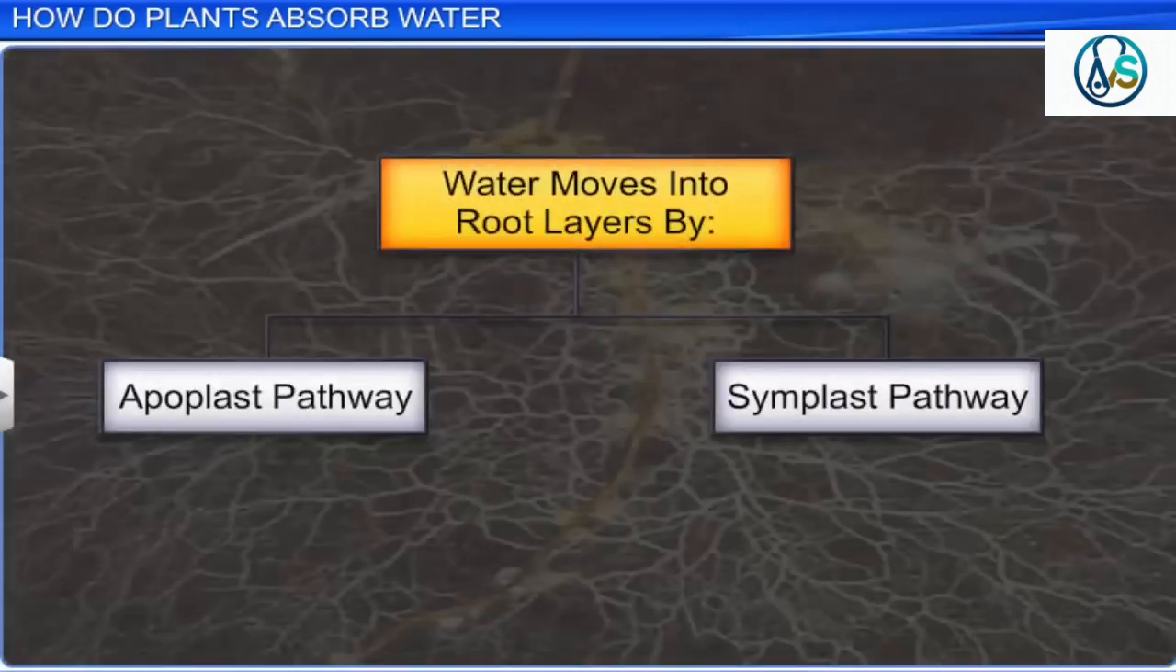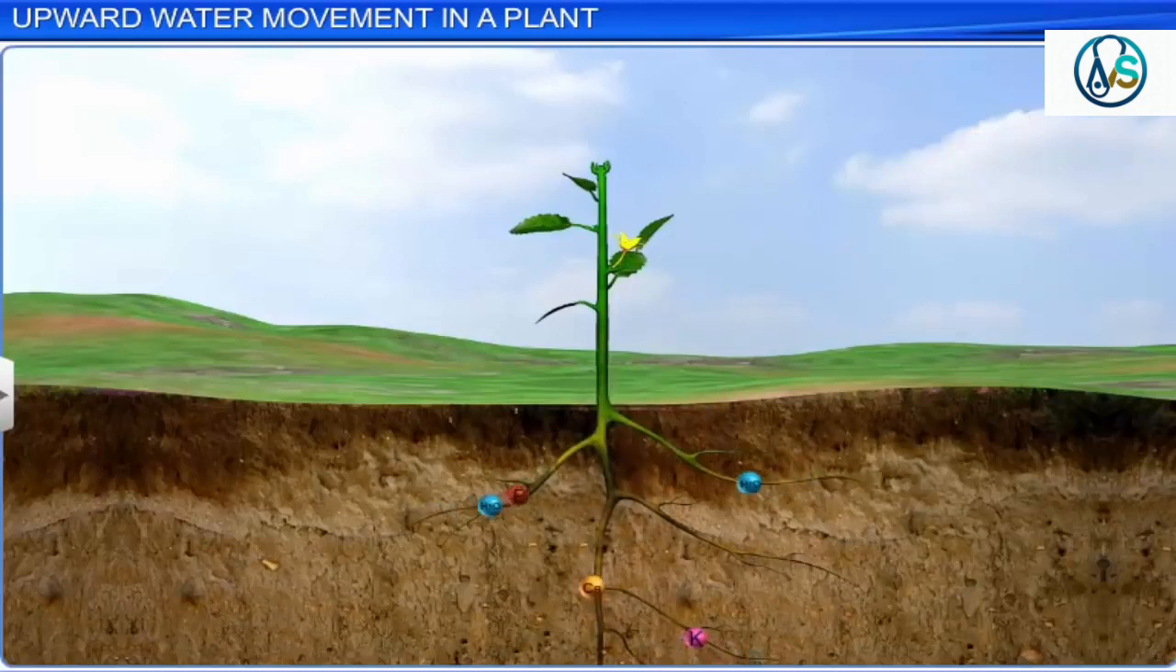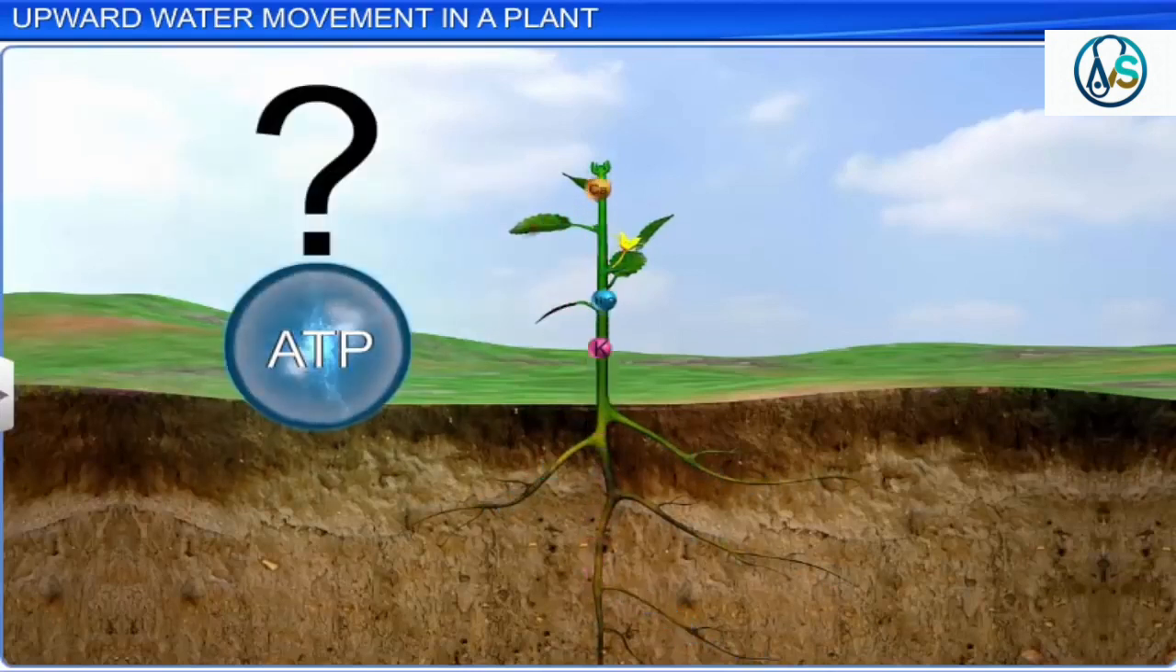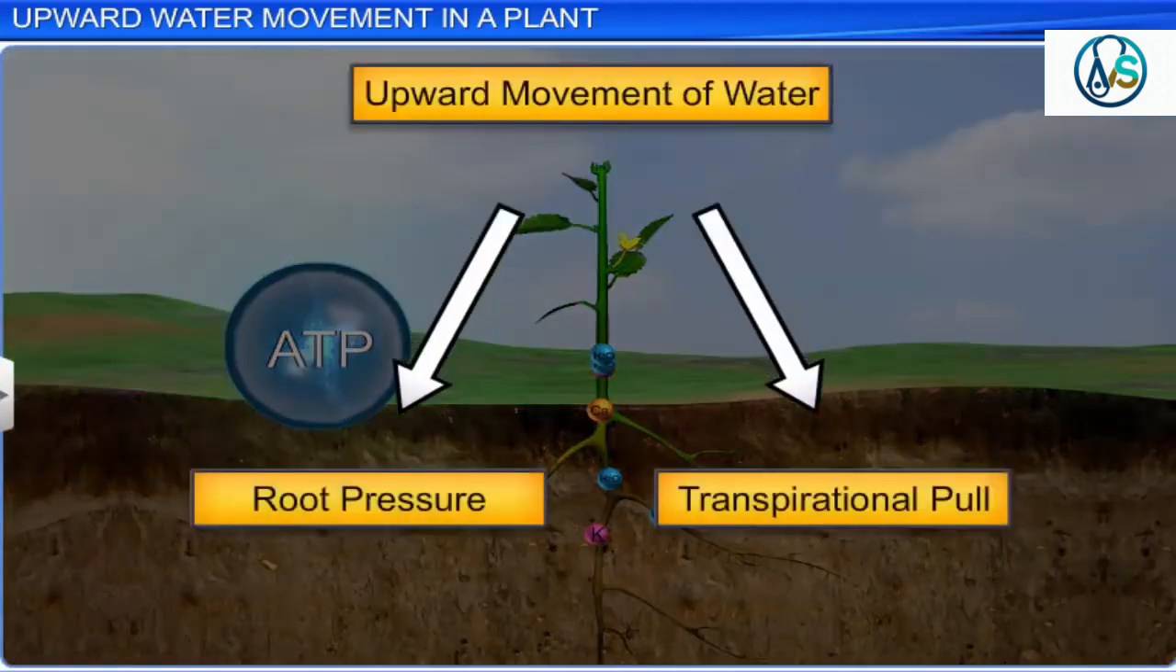However, irrespective of how water is absorbed, water moves deeper into the root layers through two pathways, that is, apoplast and symplast. When plant roots absorb water and minerals from the soil, they move it in an upward direction to reach different parts of the plant. Have you ever wondered how this upward movement of water and minerals takes place? This is made possible by a combination of root pressure and transpirational pull.